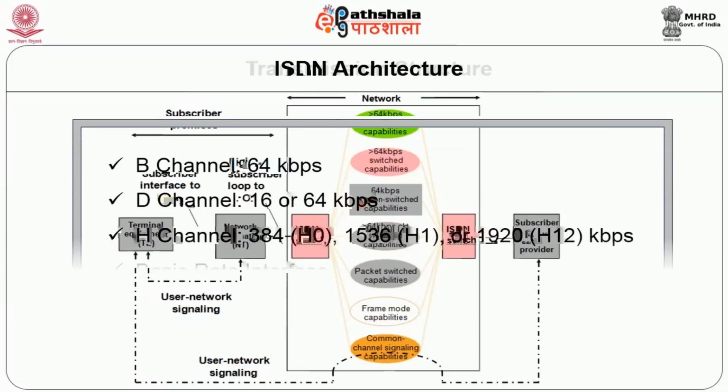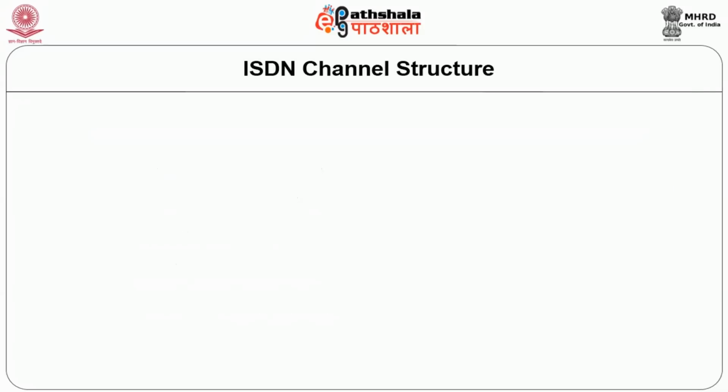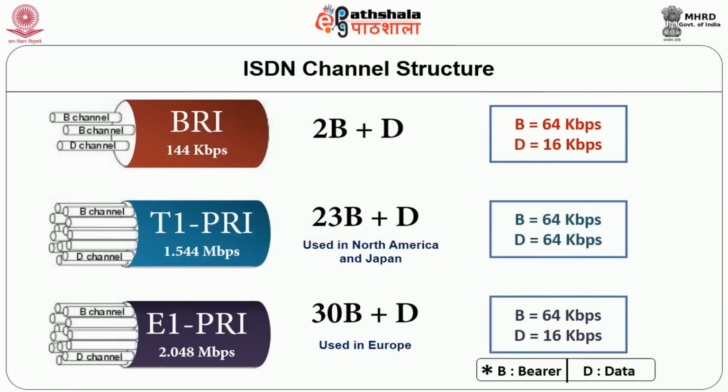The B channel has 64 kbps. The D channel will be either 16 or 64 kbps. There are also H channels available now, at 384, 1536 and 1920 kbps. Now, the ISDN channel structure and bandwidth. BRI generally has 144 kbps, because it uses only 2 B channels plus 1 control channel, the D channel. D generally stands for the control channel.